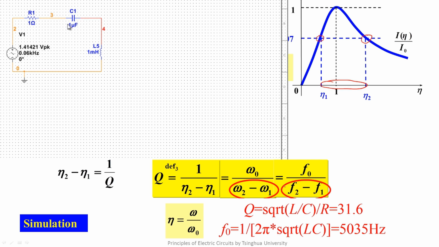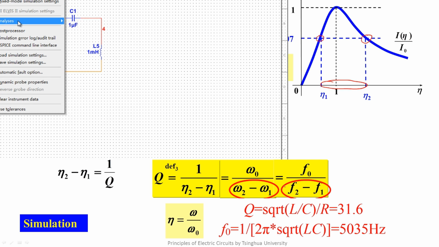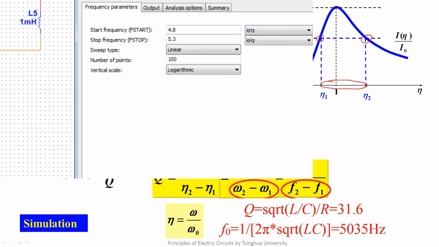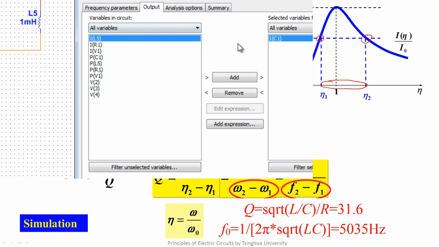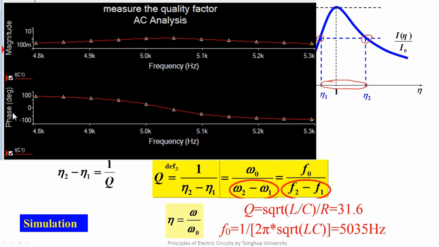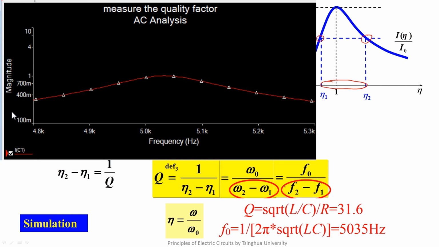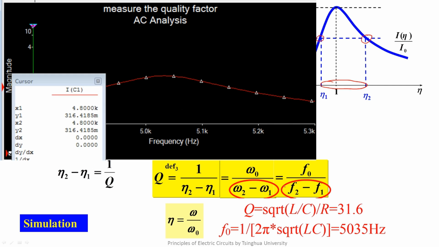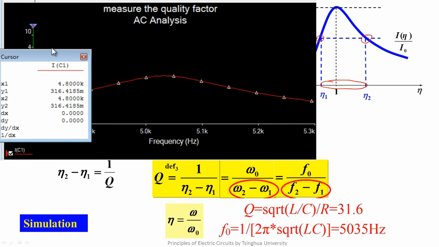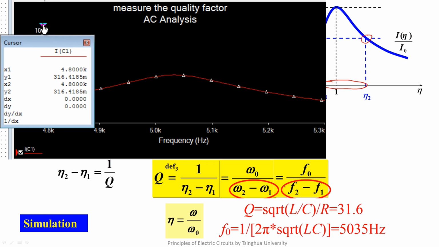Now we draw the frequency characteristic of the current. Because we've calculated the resonant frequency, we set the frequency range from 4.8 k to 5.3 k. The output is the capacitor's current. We delete the phase characteristic. In the magnitude characteristic, we should verify whether the resonant frequency is 5.035 kHz, the same as the theoretical analysis.